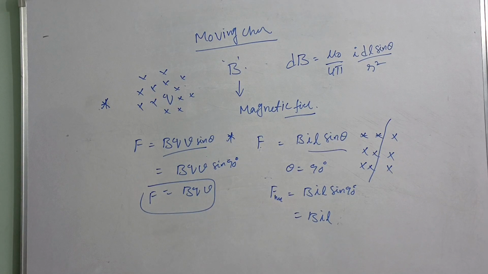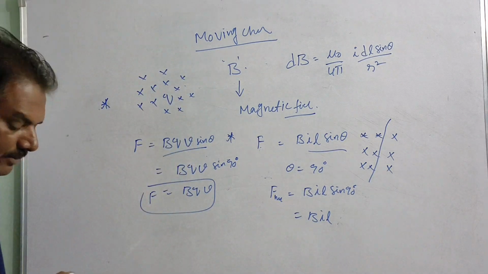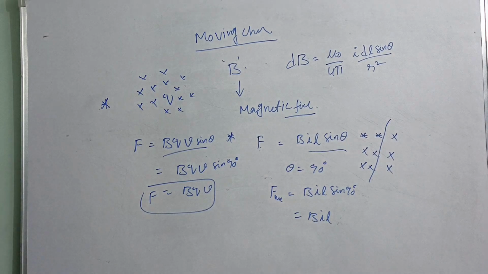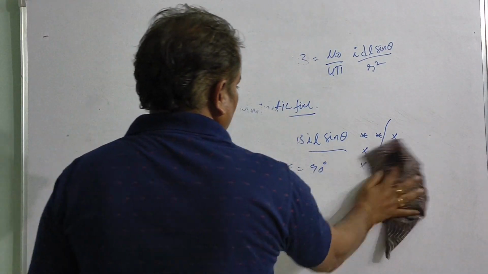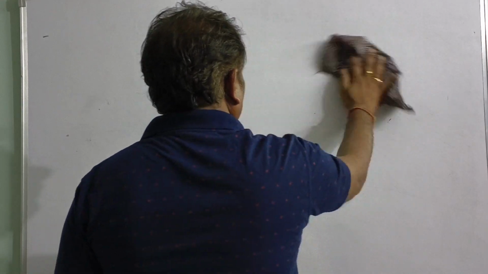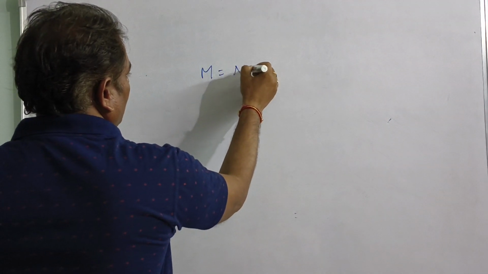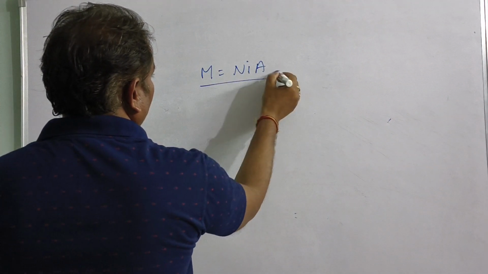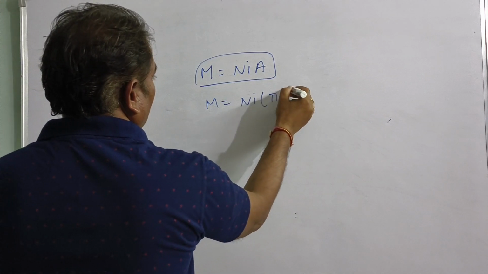Magnetic dipole moment. What is the magnetic dipole moment? So the magnetic dipole moment M equal to N into IA. So that equal NIA, meaning N I pi r square.